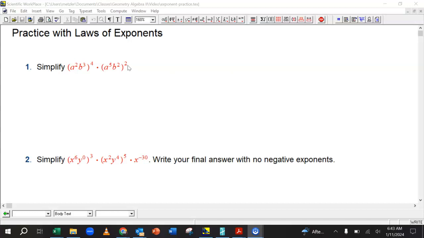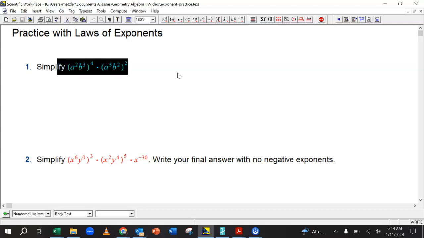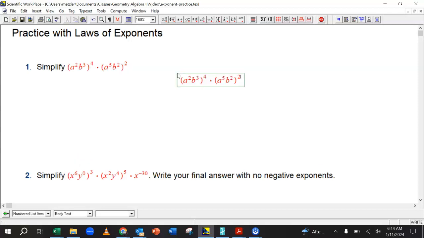Let's look at some quick practice with laws of exponents. They don't all come to us this way, but this is a pretty good form for practice. You have some sort of complicated expression with various exponents and you want to simplify it. So how are we going to do this? We need to use some of our rules.